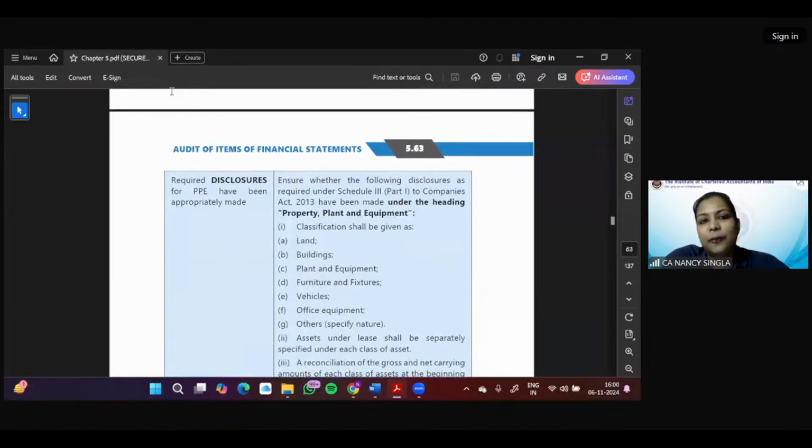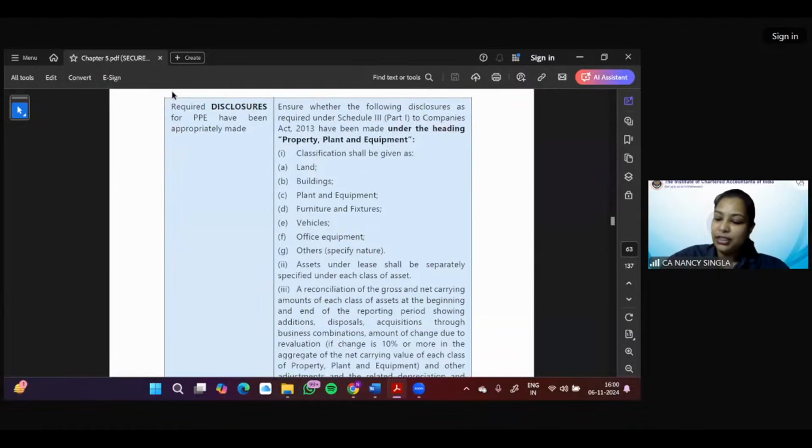So in order to fetch good marks, you will have to understand, learn, and most importantly, summarize this chapter in your own words, right? So again, the language is what? Ensure whether the following disclosures as required in Schedule 3, Part 1 to the Companies Act 2013 have been made under the head property, plant, and equipment.